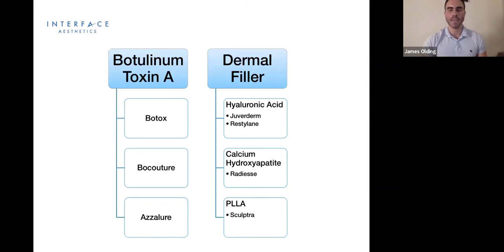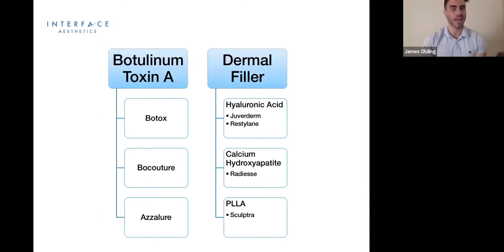And common brands used are Juvederm or Restylane. Then there are two other types which count for a very small amount of the market, but they are used by quite a few people. And one of them is a calcium hydroxyapatite filler called Radiesse, which is specifically used around the jawline. And then we have polylactic acid, which is called Sculptra, the brand. And that's used throughout the whole face as a collagen booster.